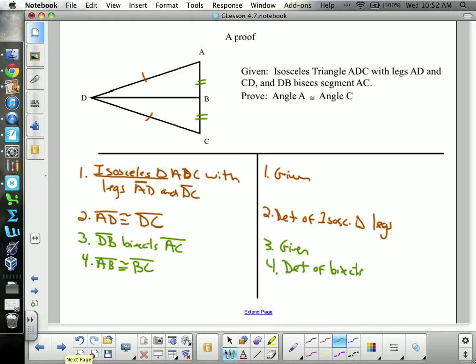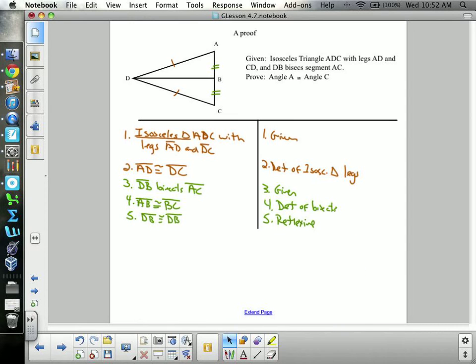Okay. What else do we have? Shared side. So DB is congruent to DB. Reflexive, because that's the property we use there. Is that enough? Yeah. What reason do we have for congruent triangles? Side, side, side, not CPCTC.